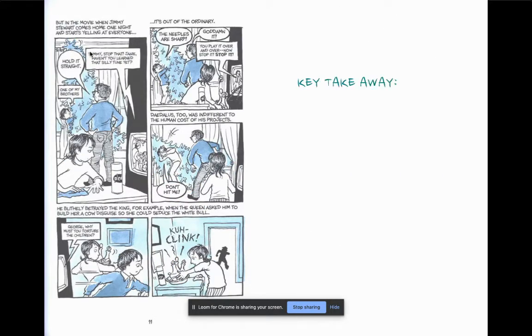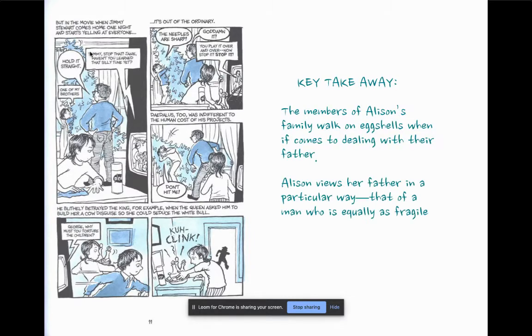And my key takeaway from this page is that the members of Allison's family walk on eggshells when it comes to dealing with their father. Allison views her father in a particular way, that of a man who is equally as fragile and sensitive as all the ornaments, decorations, and pictures in the house.